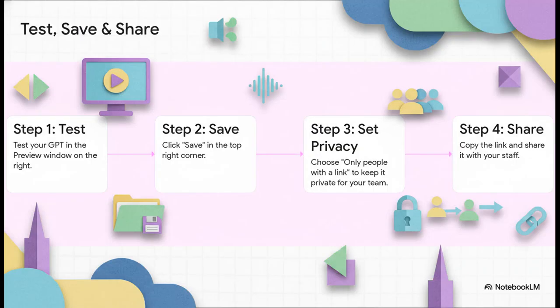So, as you're building all this out, you can try it out in the preview window on the right side of the screen. Once you like how it's working, you just click Save. It's going to pop up with some sharing options. Now, listen, for internal church tools, you always want to choose only people with a link. This makes sure it stays private for your team. Then you just copy that link and send it out to your staff or your key volunteers.